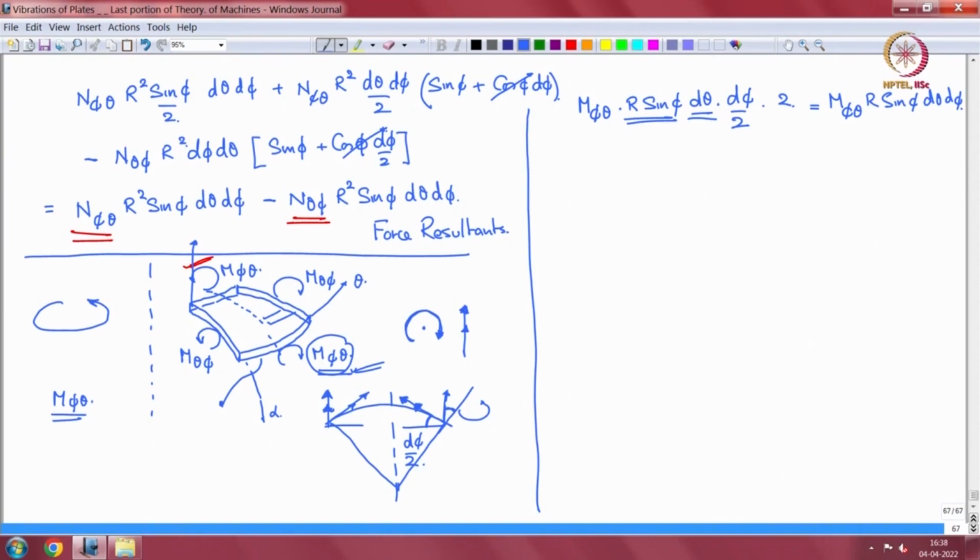Okay, now for the other side. The other side is the moments m theta phi, m theta phi.